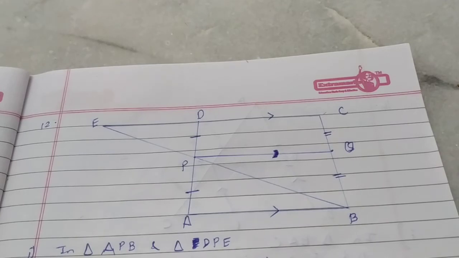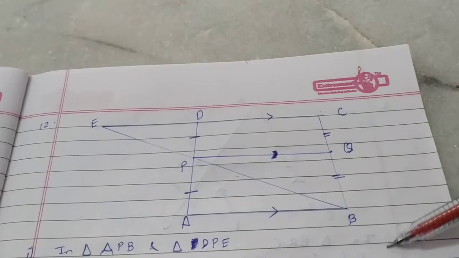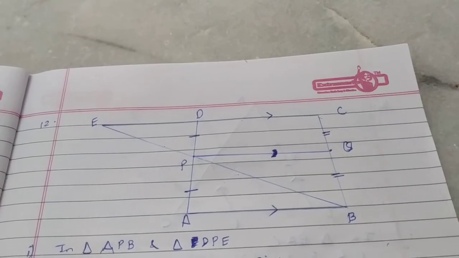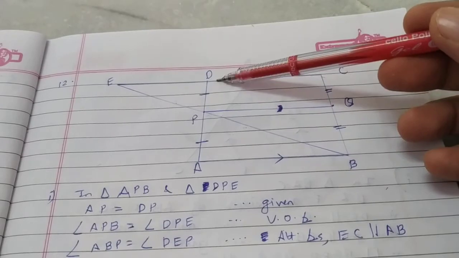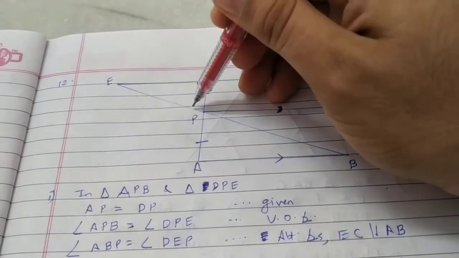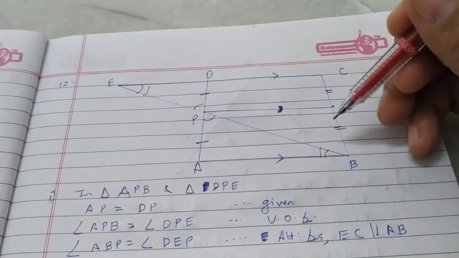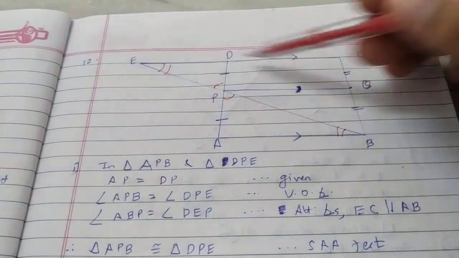So I'm going to use congruency here in triangle APB and triangle DPE. While proving congruency, the corresponding sides being in the correct order is vital. So what do we have here? I have AP is equal to PD, given. Then I've got vertically opposite angles and I've got alternate angles equal. But whenever you mention alternate angles, please mention the parallel sides also.